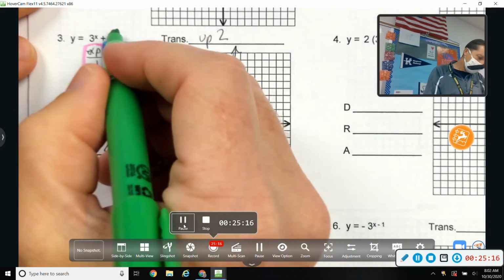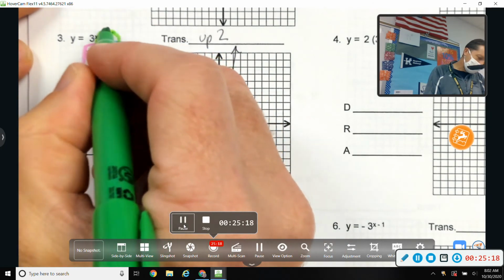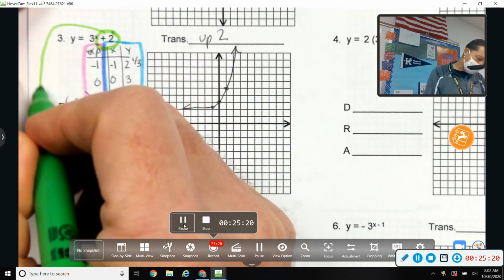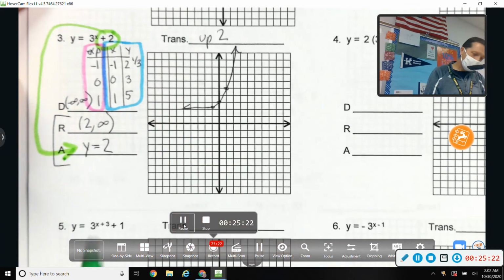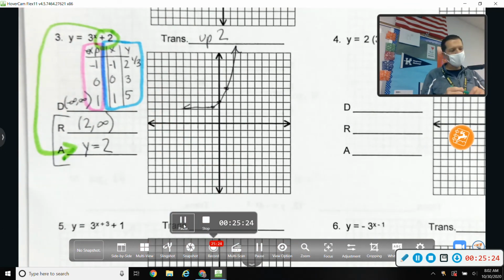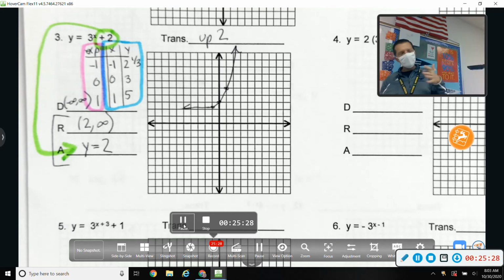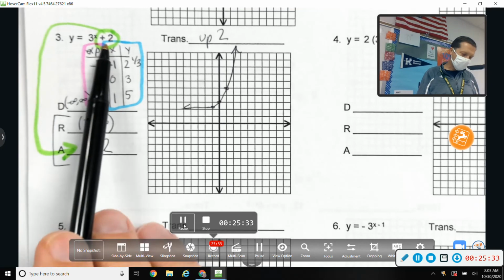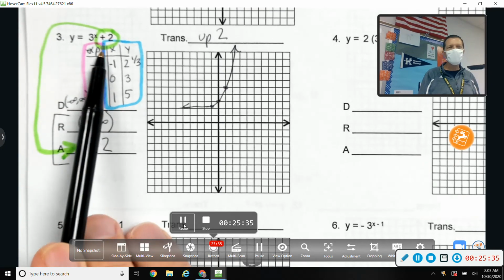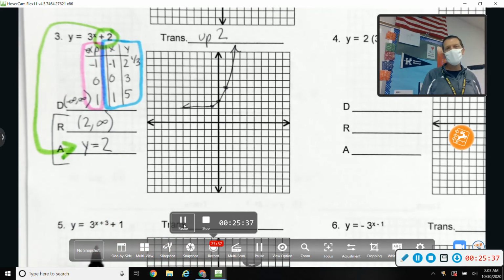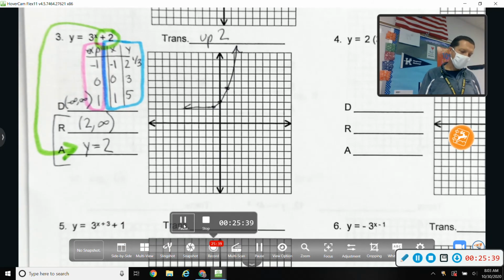You may not realize this yet, but that number that's out there by itself is always going to be the asymptote. So that's a bit of a shortcut that you don't really need because you can figure it out. But when you've done enough of these, you start to realize, wait a minute, I know what the asymptote is going to be even before I start the problem. And sometimes that can be helpful.